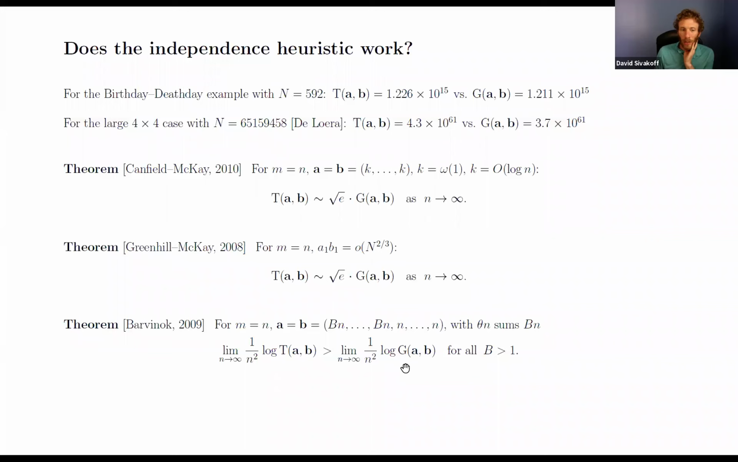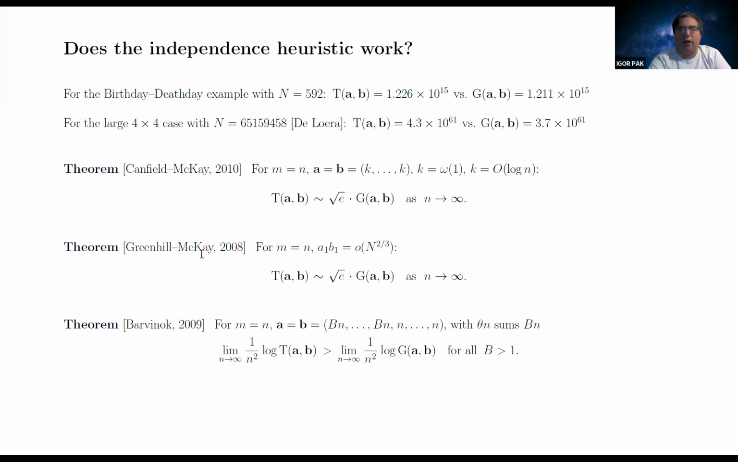Is it known how different the limits are, like how it depends on B or theta? You know, in the case of G, you can just compute the formula. In the case of T, you can get an estimate. Essentially, I'll show you in a minute the idea behind Barvinok's approach. But formally speaking, he just proves the inequality. Okay.